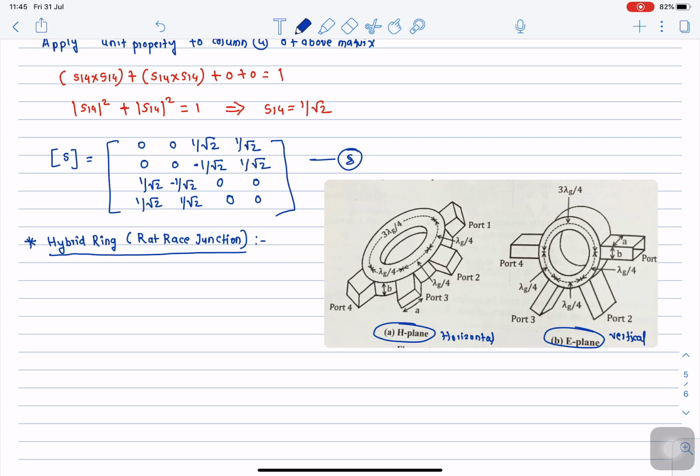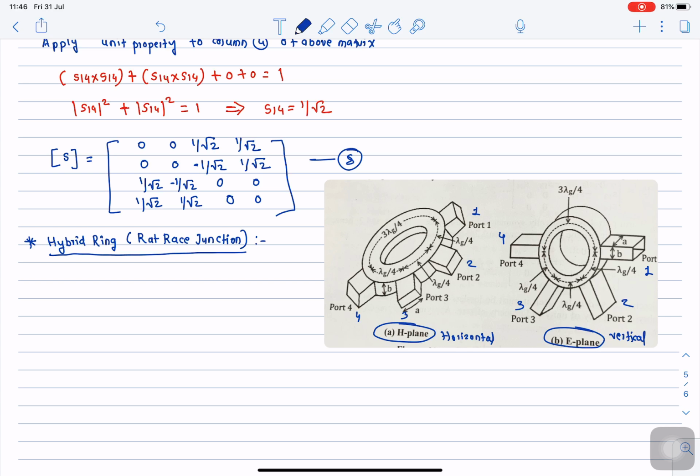Okay, and similarly over here we have port number 1, port number 2, port number 3 and port number 4. See, in both of these configurations, this is a 4-port device similar to the magic T, right? So this 4-port device is fabricated from the sections of a rectangular waveguide. It essentially consists of a waveguide ring having a mean circumference length of 1.5 lambda.